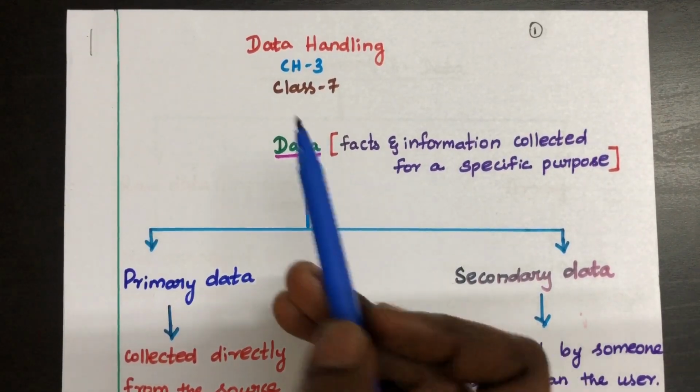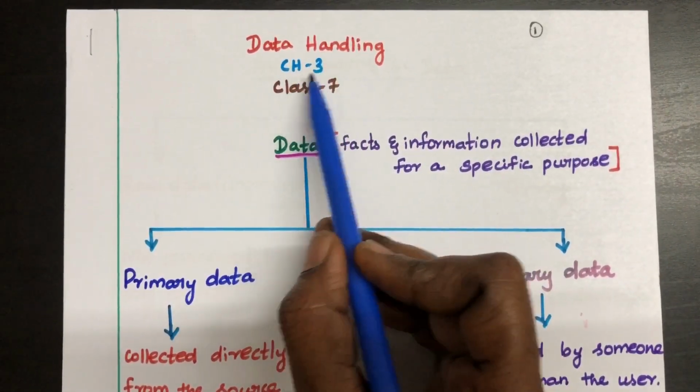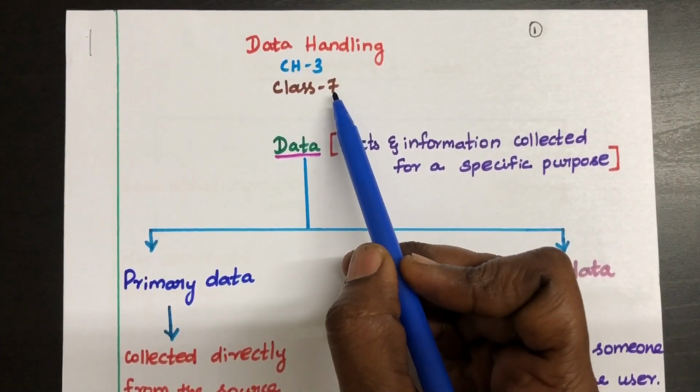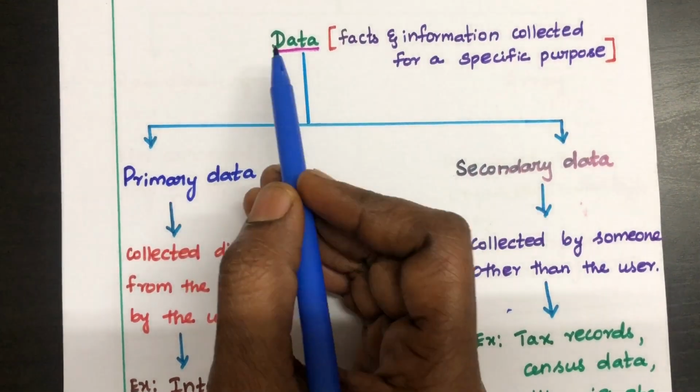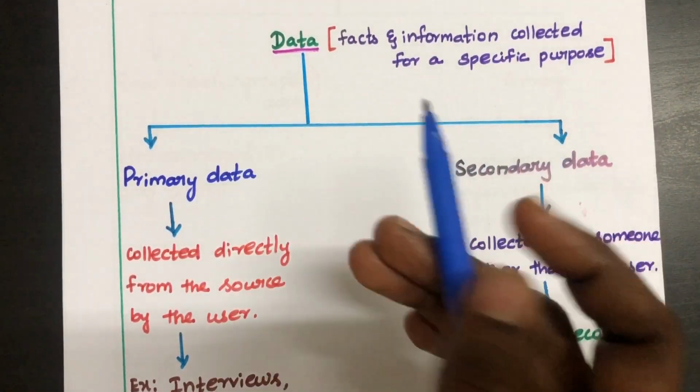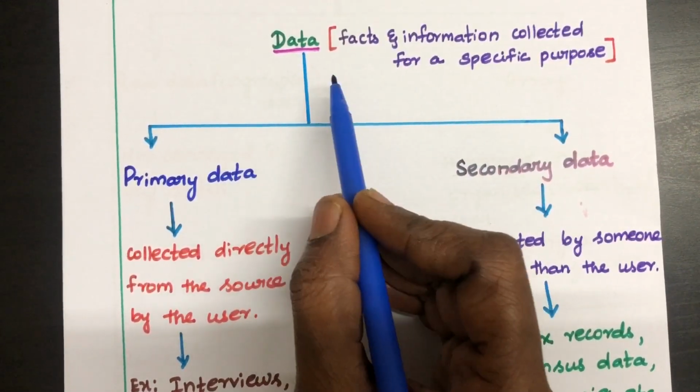Today we are going to learn data handling, chapter 3, class 7. This is an introduction to data handling. First, data. What is data? Data is nothing but a value alone. Value. It's a numerical value.